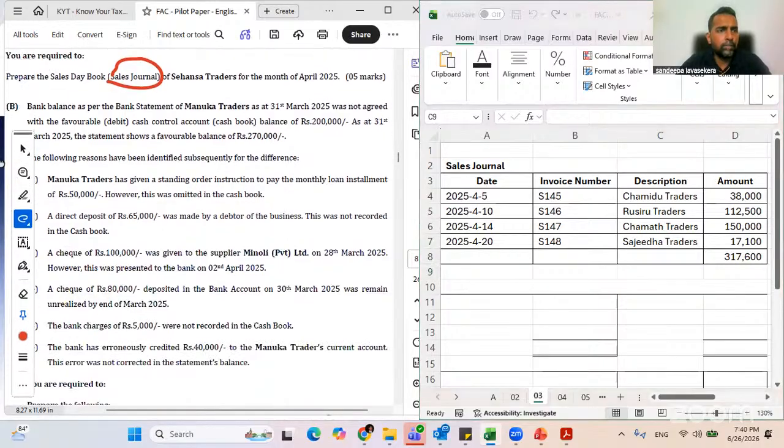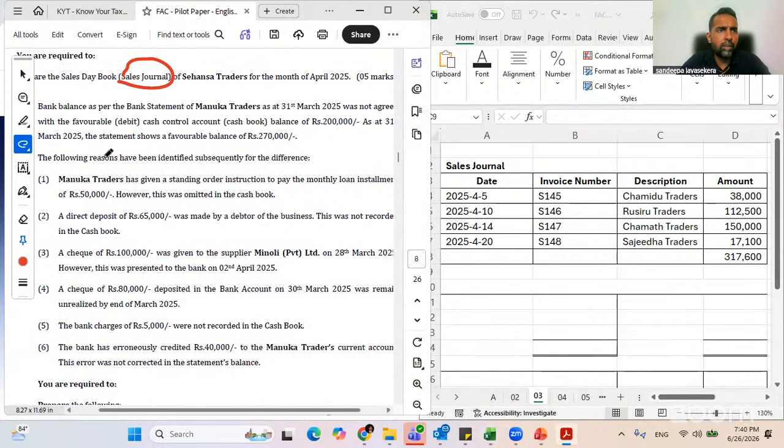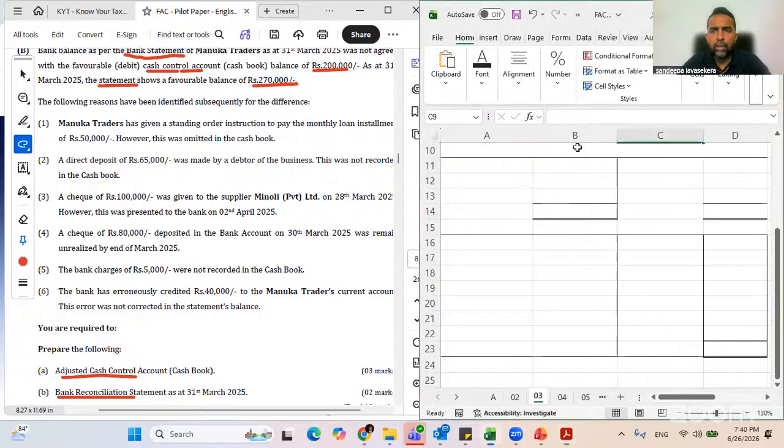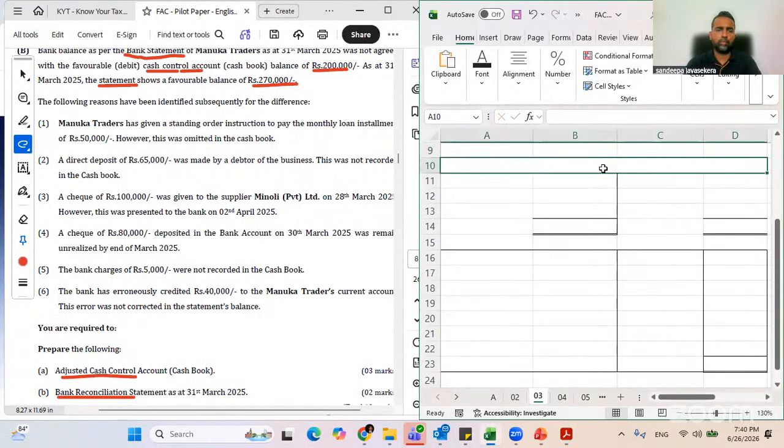Look at the next one. The question says something like this. The bank balance as per the bank statement of Manuka Traders did not agree with the cash control account, which had a balance of 200,000, while the statement balance was 270,000. You've been asked to prepare the adjusted cash control account and the bank rec. You've got 6 items. So you have to prepare the adjusted cash book and the bank reconciliation.